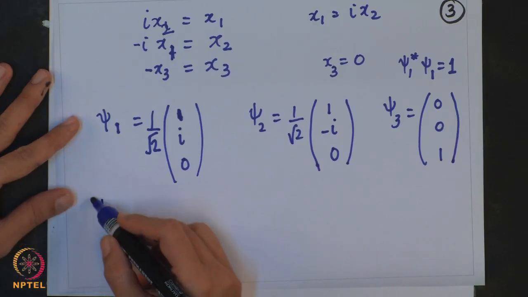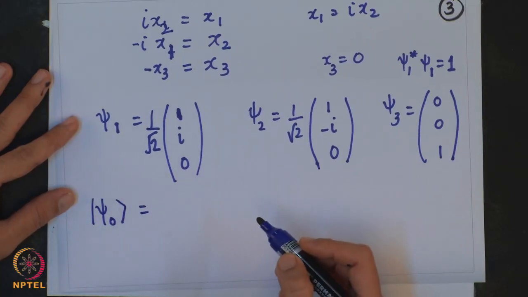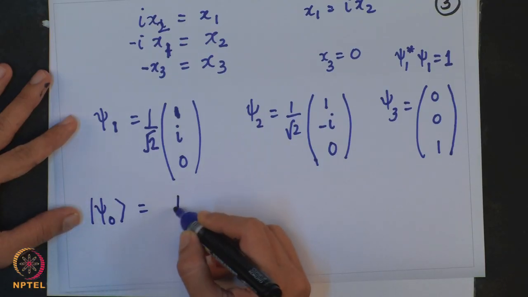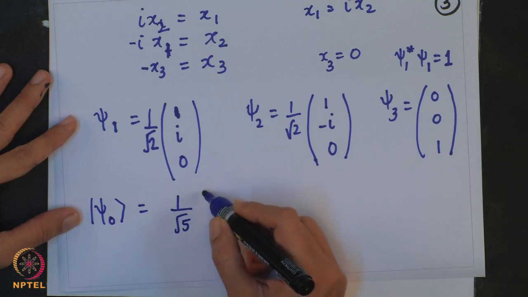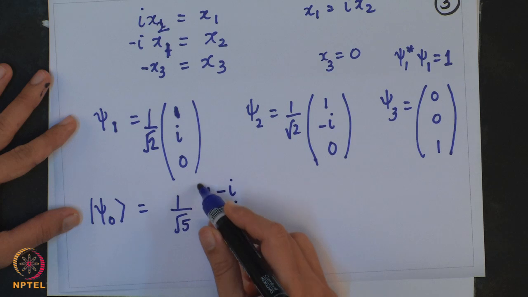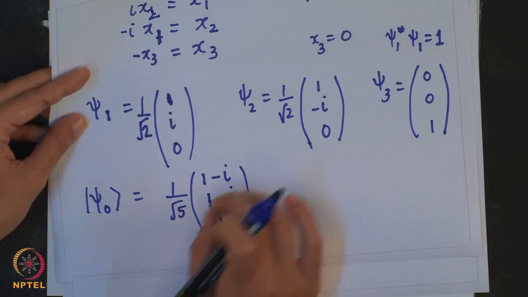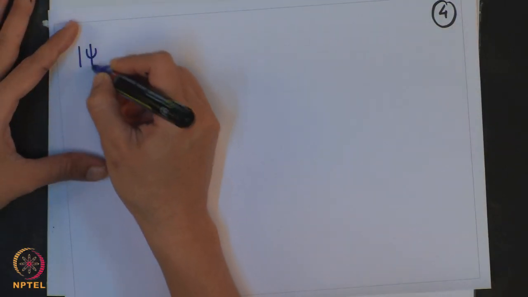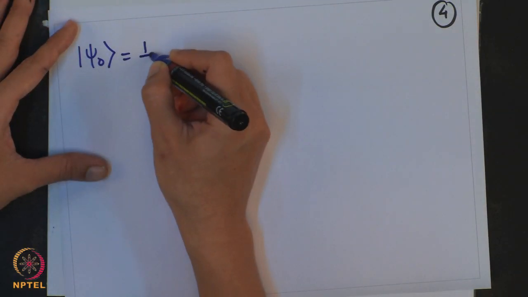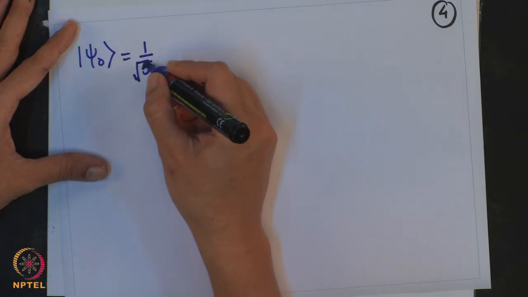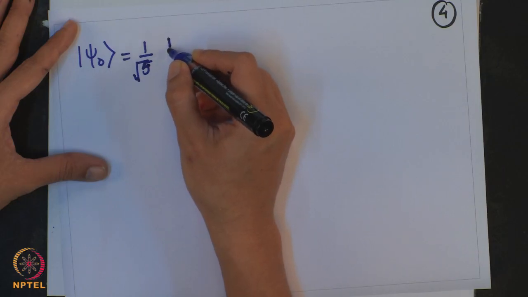Now, the initial state psi 0 was given to us. The initial eigenvector was given to us as 1 by root 5 times (1 minus i, 1 minus i, 1). Okay. Break psi naught in terms of psi 1, psi 2 and psi 3. Anyways, we have to calculate psi naught. So, I can write this as root 5.